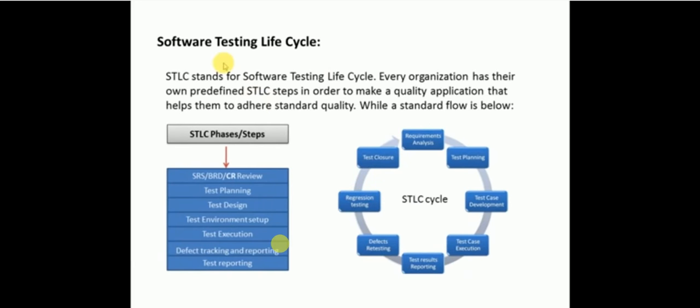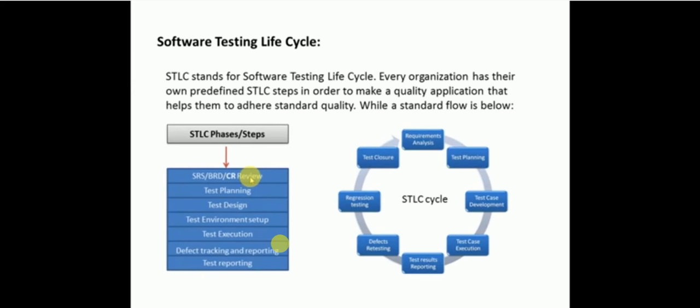Now we come to the point: what is the software testing lifecycle? As we have talked earlier about what software testing is, here we'll talk about STLC phases and steps. It begins with the very first step, SRS, BRD, and CR review. SRS stands for software requirement specification, BRD stands for business requirement document, and CR stands for change request. A tester or anyone responsible for test planning will review the requirement document or change request document, and after having a proper understanding, they'll start test planning.